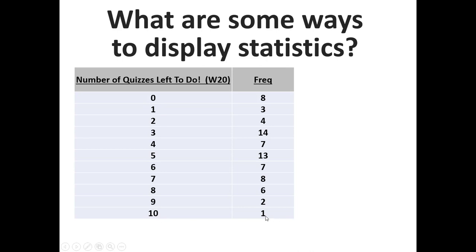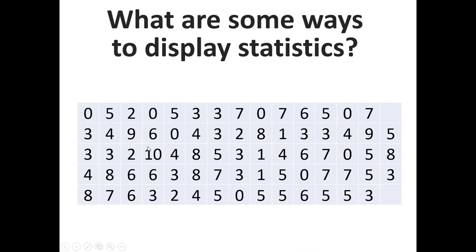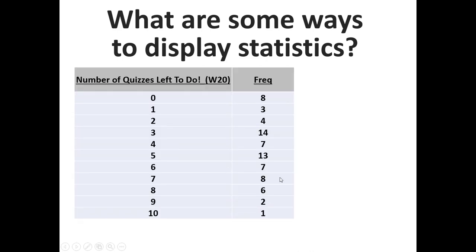I mean, there was one person last term, there they are right there. They had 10 quizzes left to do by week 7. That one person had 10 quizzes left to do by week 7, which is very interesting. 2 people had 9 quizzes left to do. 6 people had 8. 8 people had 7, and so forth and so on.